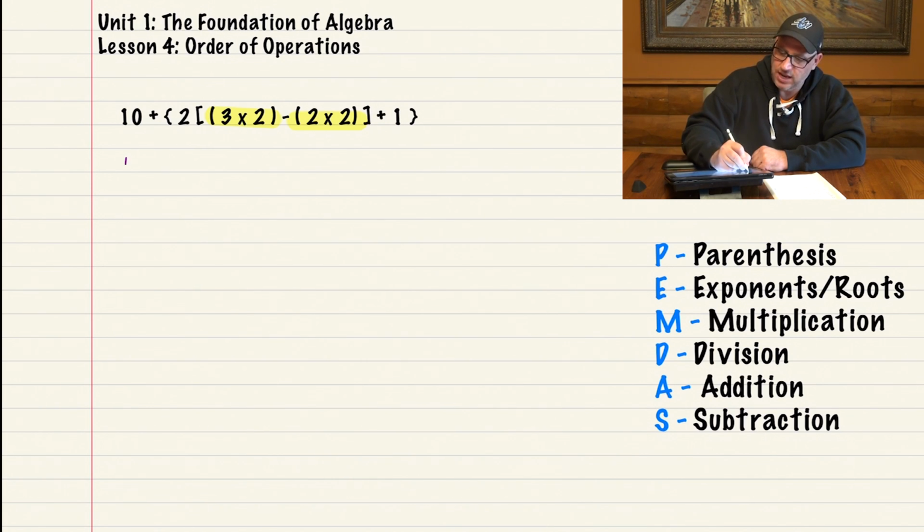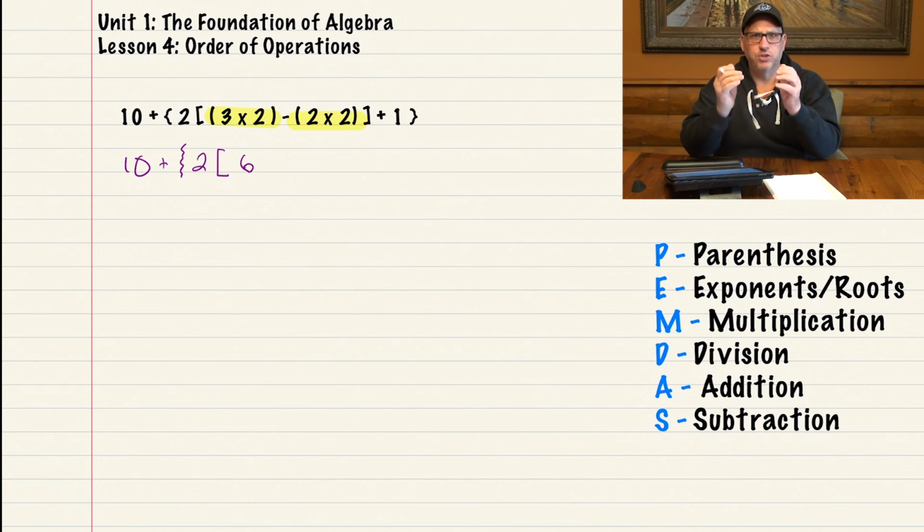So I'm going to have 10. I'm not using that. Plus, all right, rewrite that. 2. This is times. 3 times 2 in here is 6. Notice that I dropped the parentheses at this point because I don't need them.